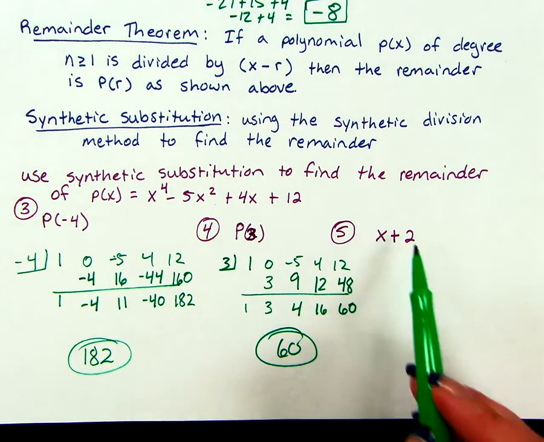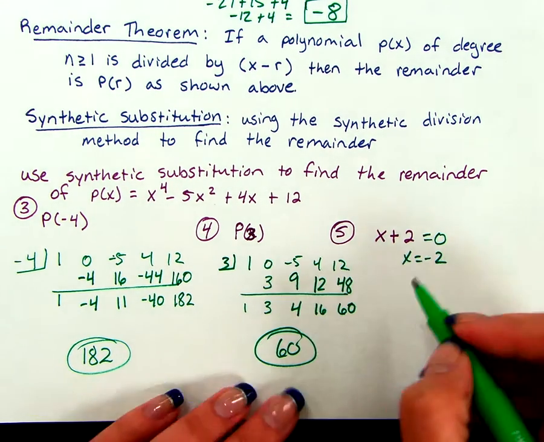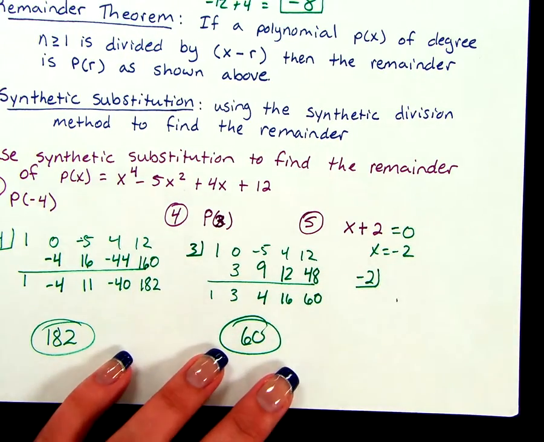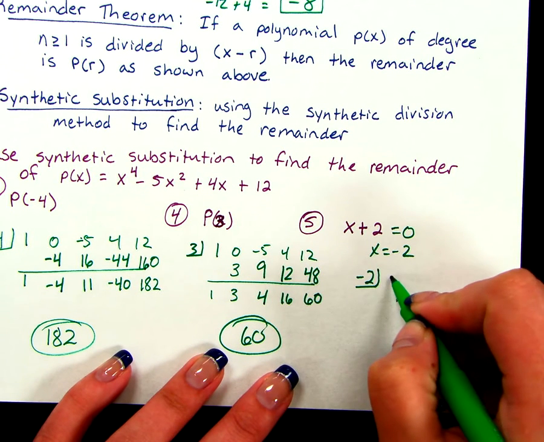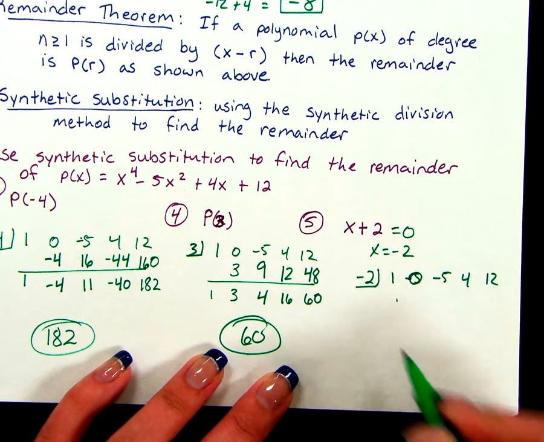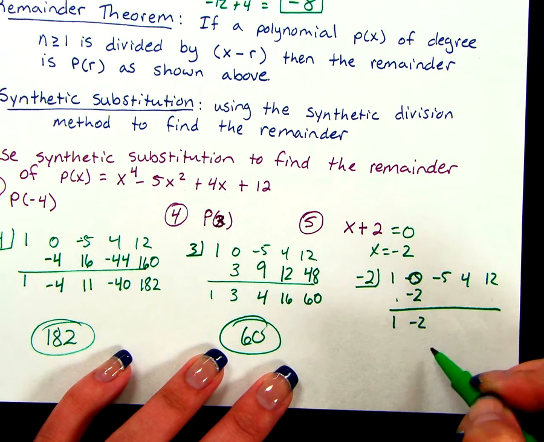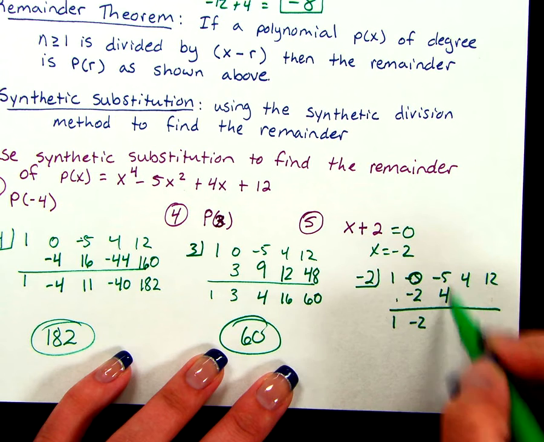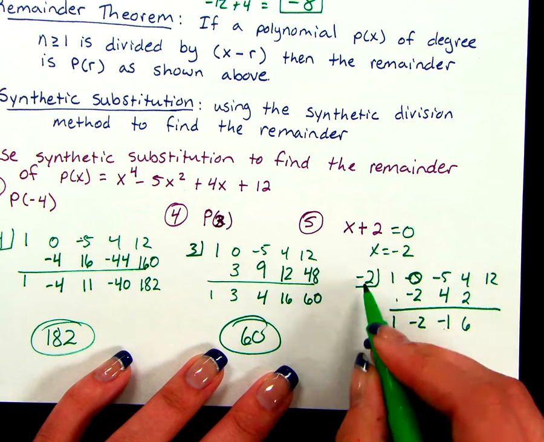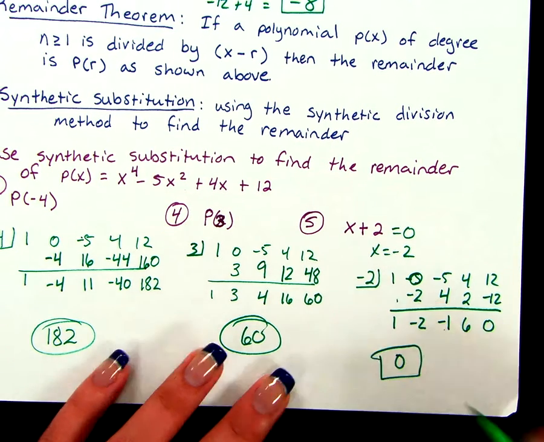Now, when it looks like this, this is the one where we set equal to 0 and get the x by itself. So negative 2 is the 0 that we have to use to find our remainder. Again, our coefficients are going to be the same since we're using the same equation. So this is 1, 0, negative 5, 4, and 12. 1 comes down. Negative 2 times 1 is negative 2. Add to get negative 2. Negative 2 times negative 2 is 4. Add to get negative 1. Negative 2 times negative 1 is 2. Add to get 6. Negative 2 times 6 is negative 12. Add to get 0. So 0 is our final answer for this one.